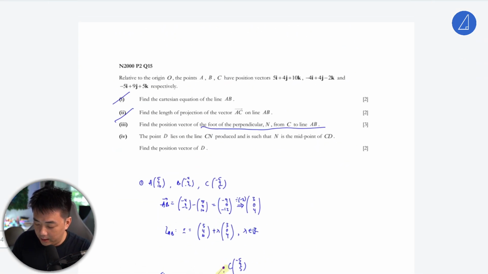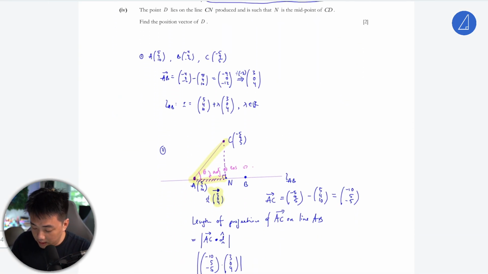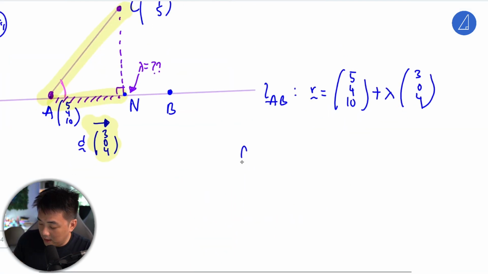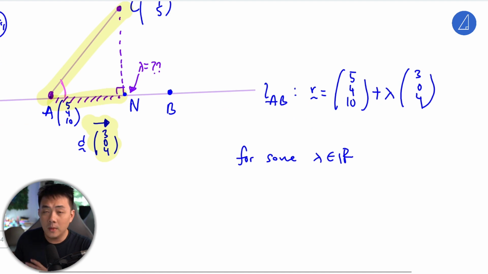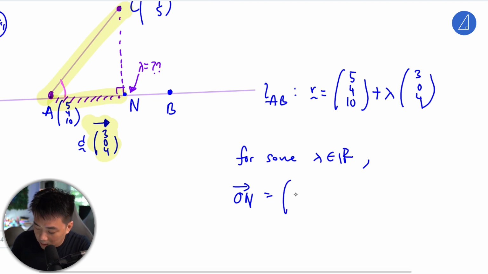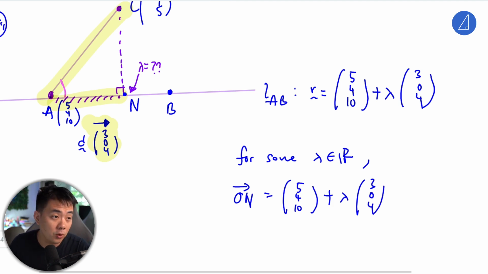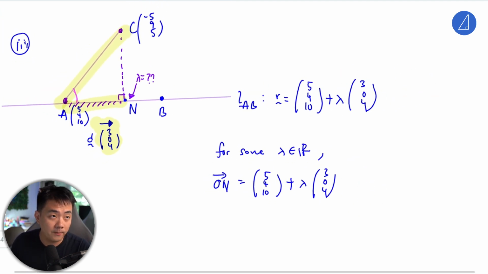To find the foot of the perpendicular, we copy down the line equation. For some lambda, for some particular parameter, I know that ON takes the line equation because it is on the line, it satisfies the line equation, right? From now on, in this entire question, I just need to treat ON as this line equation. This is step number 1. Step number 2 will be we make use of the dot product, which is the 90 degrees here.